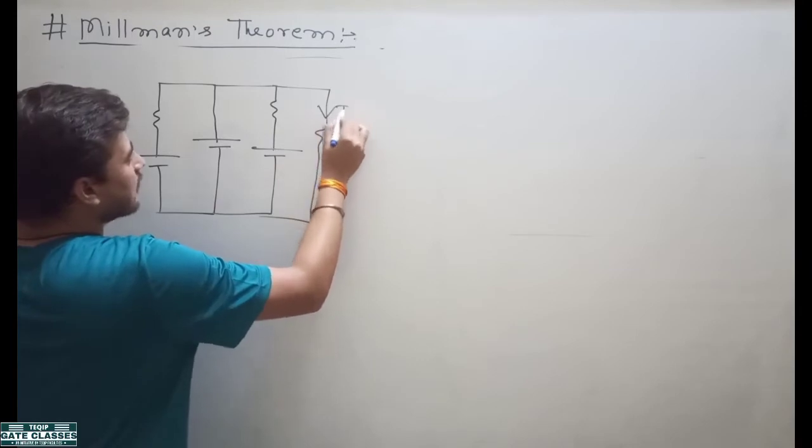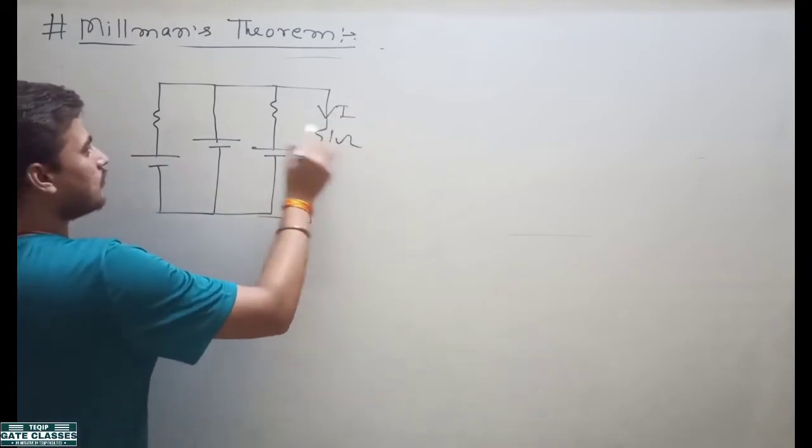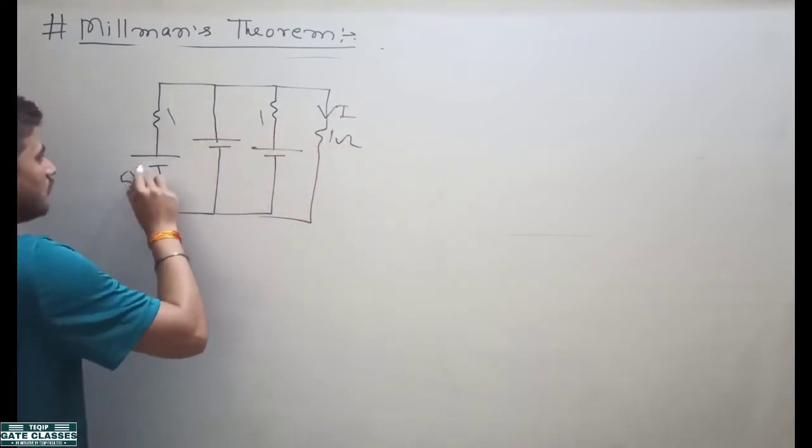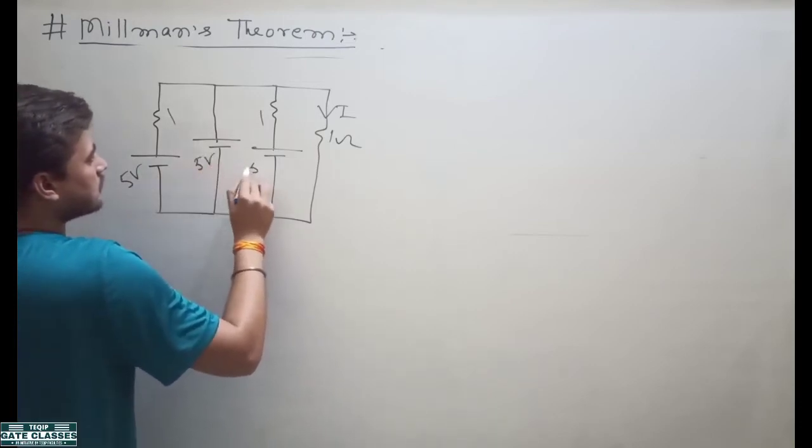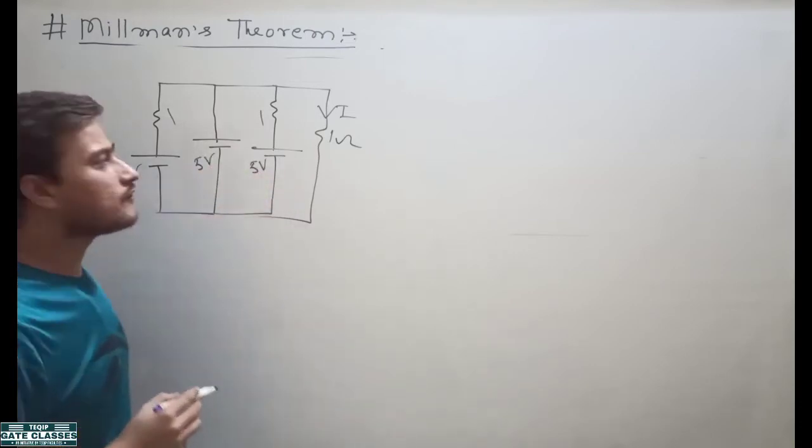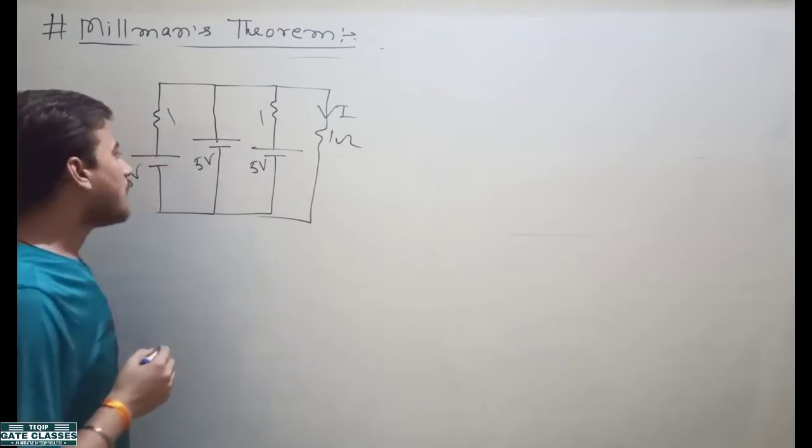You have a circuit like this one: 1 ohm, 1 ohm, 5 volt, 5 volt. This is also 5 volt. You have to find this current I. So now what will you do?